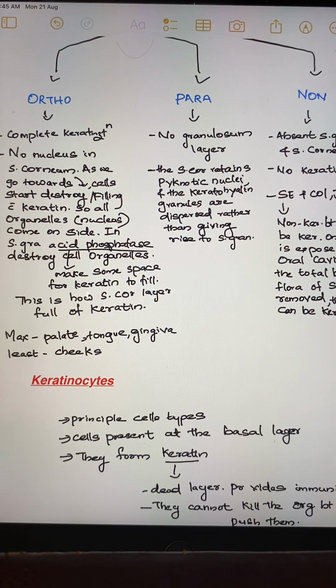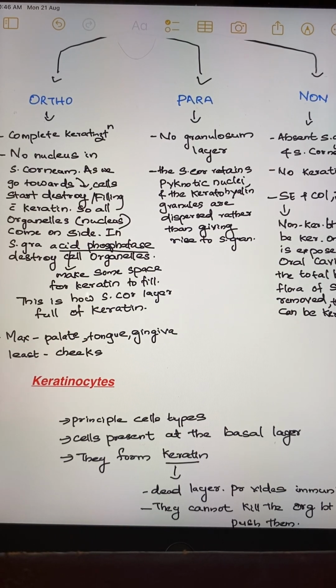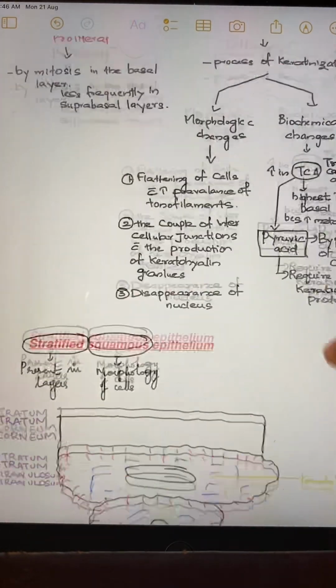Here the stratum corneum and granulosum layer are absent. There is no keratin. So where can we see this non-keratinization? We can see it in the sulcular epithelium, col, and junctional epithelium. So here this is non-keratinized. In sulcular epithelium we can see the non-keratinization process, but it can be keratinized once it is exposed to the oral cavity or once the total bacterial flora of the sulcus is removed. So this is all about the keratinization.